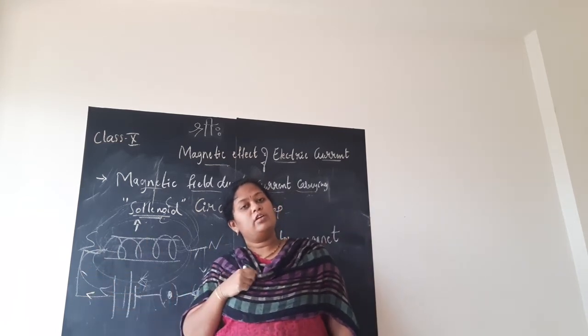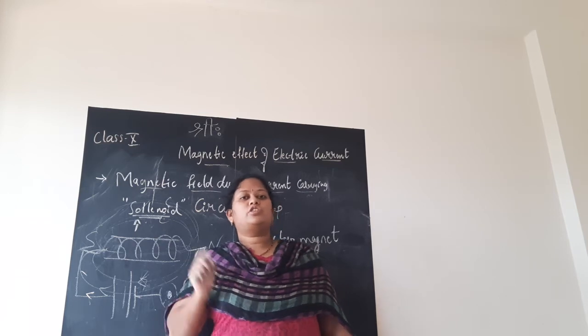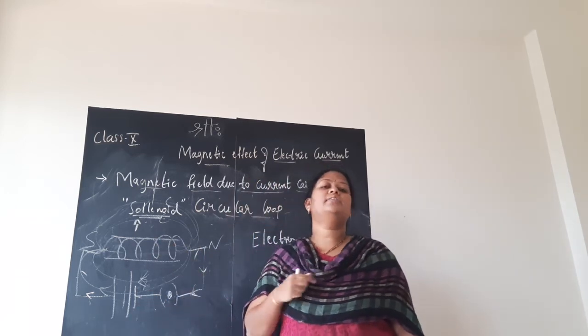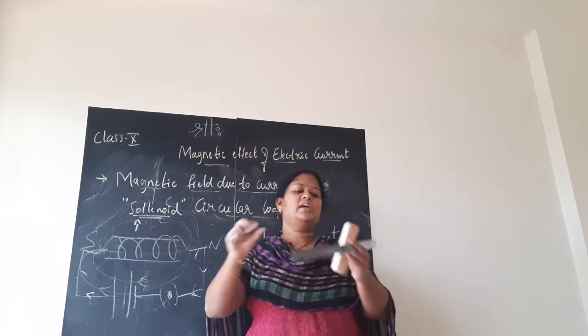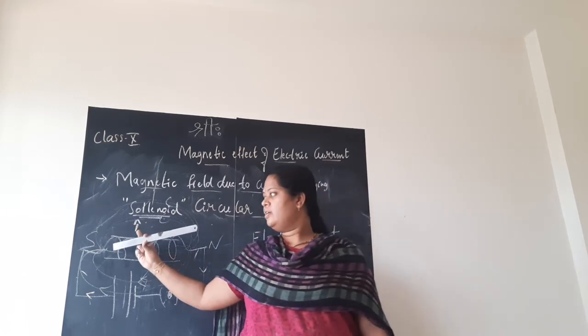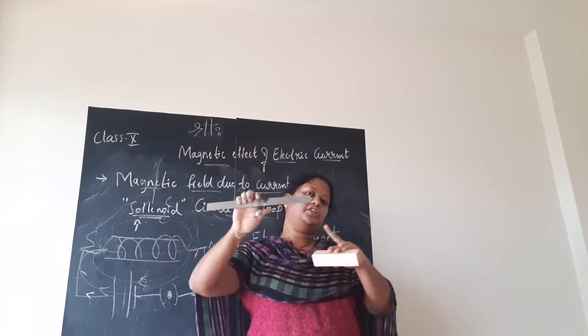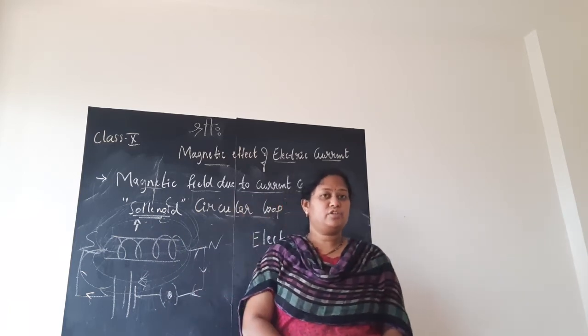If I call the solenoid a bar magnet, then it should have a north pole and a south pole. I don't know which is north and which is south. How did I find out? I simply use the right hand thumb rule. I hold the conductor in the same direction, as I am holding it now. Whichever direction my thumb is showing, that is the direction of current.